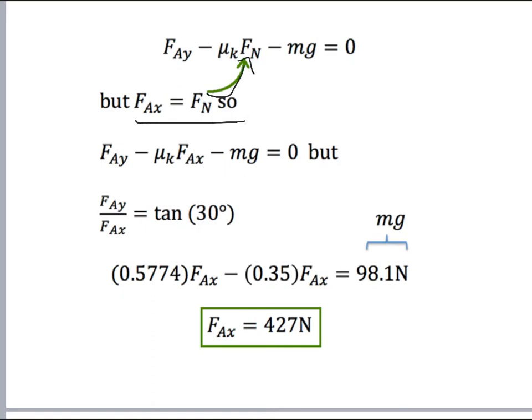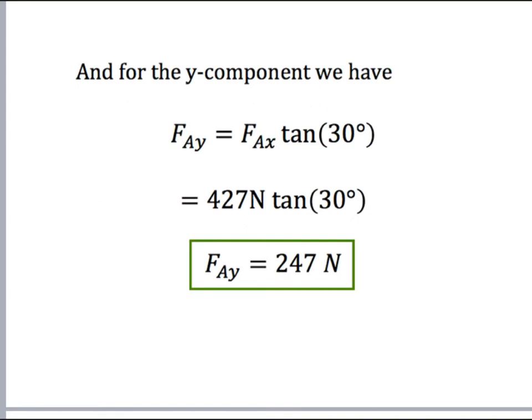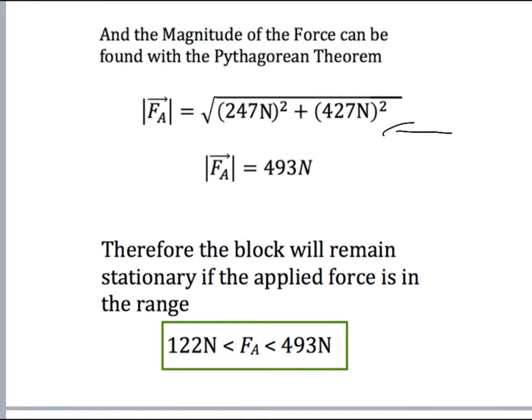We can plug that into there, and we can again use this relationship for the tangent of 30. And what we end up with is that the x component of the applied force is 427 newtons. Now we can use our relationship that we had previously to solve for the vertical component of the applied force, and we get that that's 247 newtons, just times the tangent of 30. Again, we can use the Pythagorean theorem, and we get that the applied force is 493 newtons. And so that is the maximum force that you can apply and still have the block be stationary.